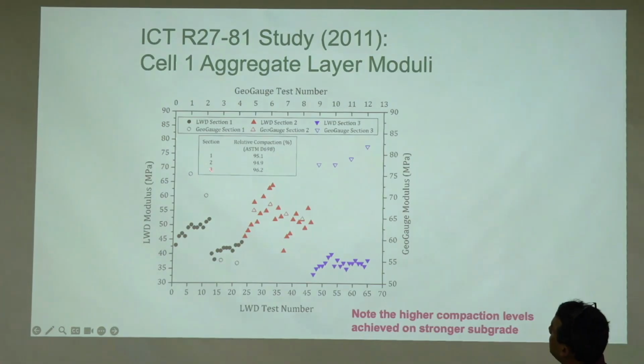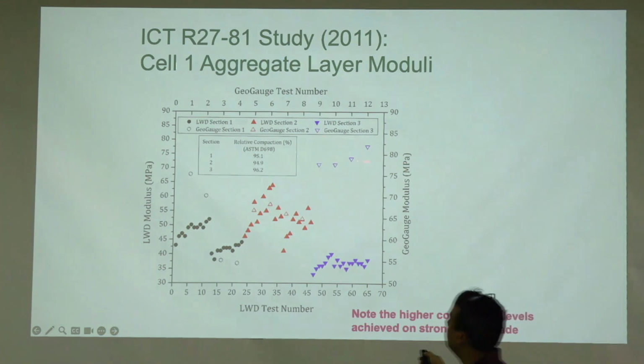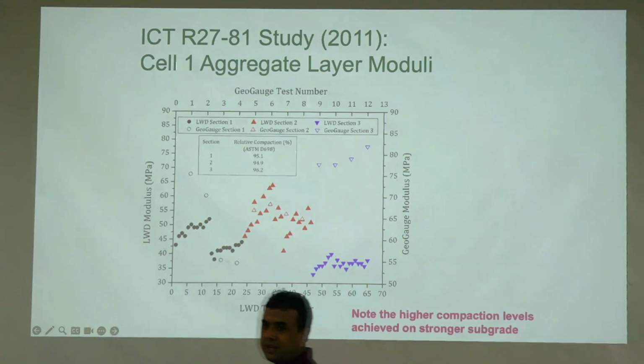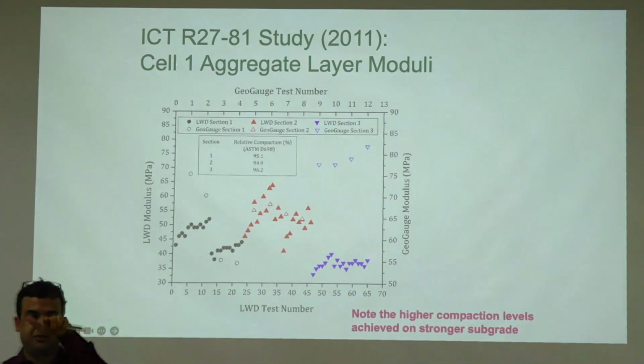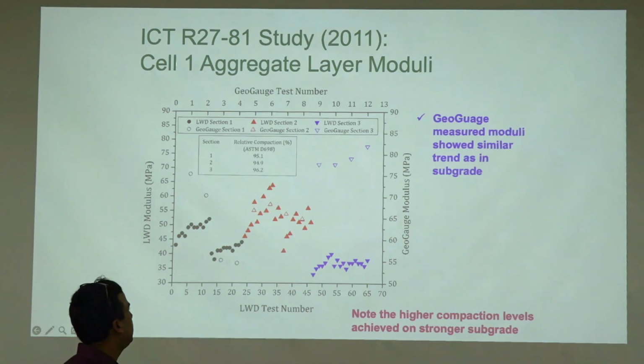And look here, section 3, even relative compaction was the highest, 96.2, but LWD modulus was not showing that, but GeoGauge modulus was actually tracking it, because it was able to isolate, because it's within the layer and stuff.